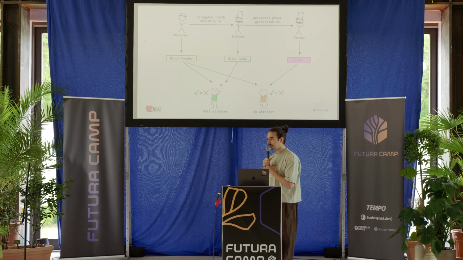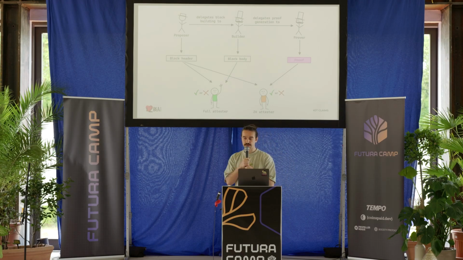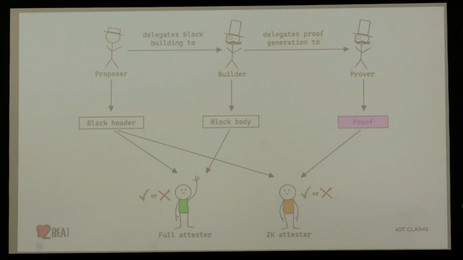So what will happen with this EIP is that there is a proposer. A proposer usually delegates block building rights to a builder. A builder then builds a block, but also needs to generate a proof. This builder will delegate to a prover. And then you have two kinds of attesters. One is a full attester that gets the block header and the block body and executes the block body to check whether the block header is correct. The other one takes the block header and a proof without the block body. It doesn't execute anything, it doesn't have the state, but it can still say whether the state transition is correct and everything else is correct because there is a ZK proof.